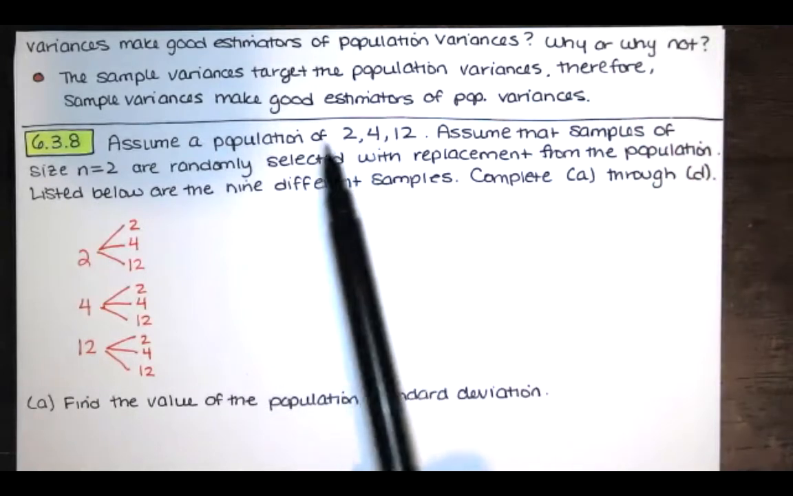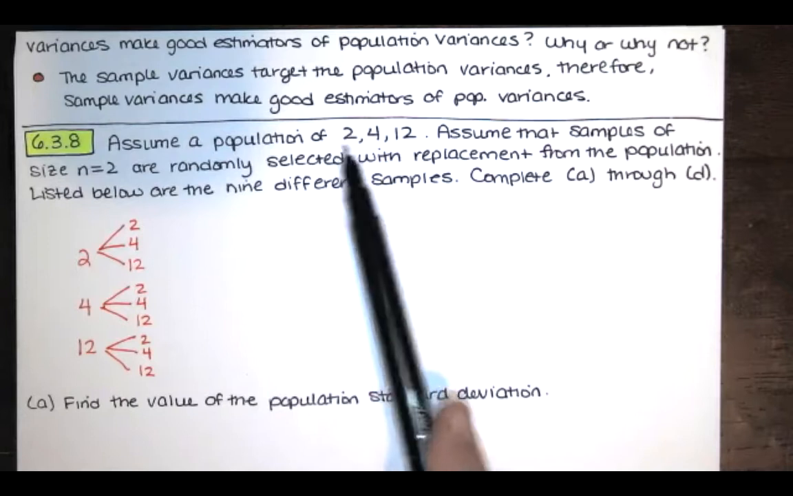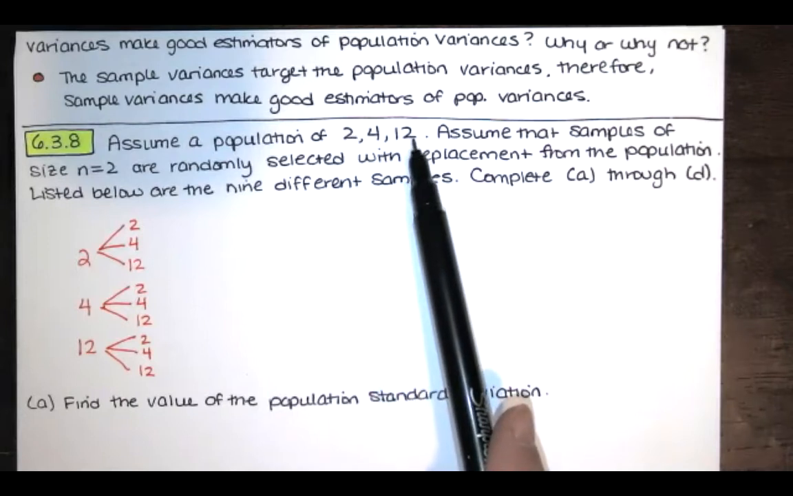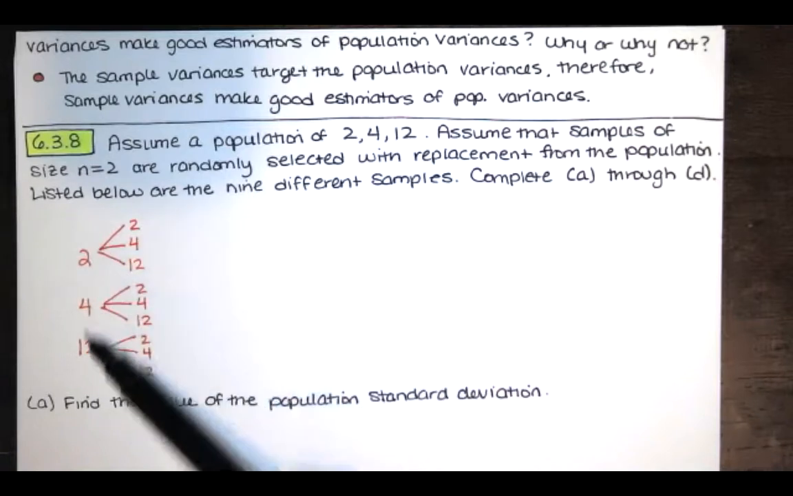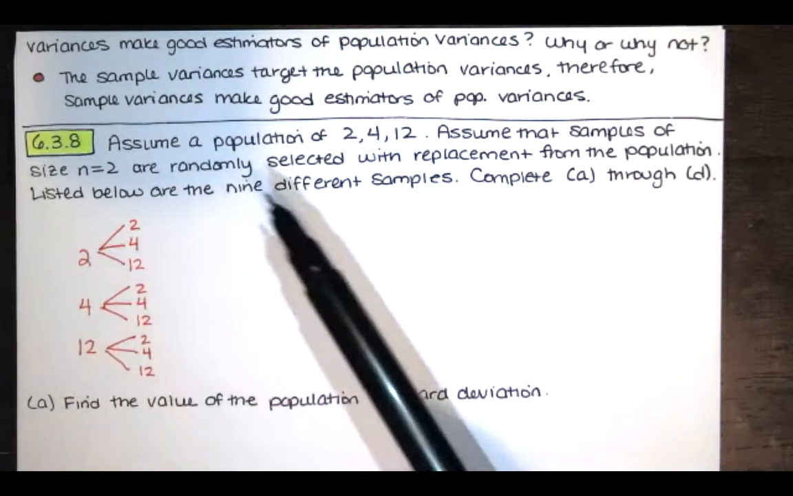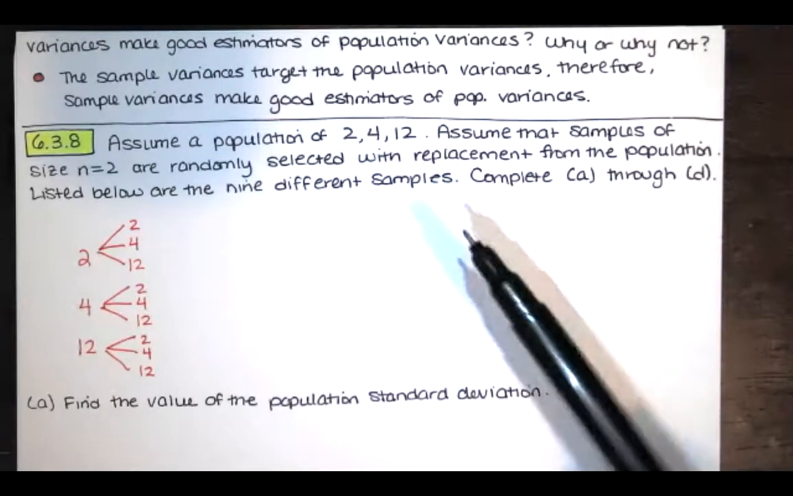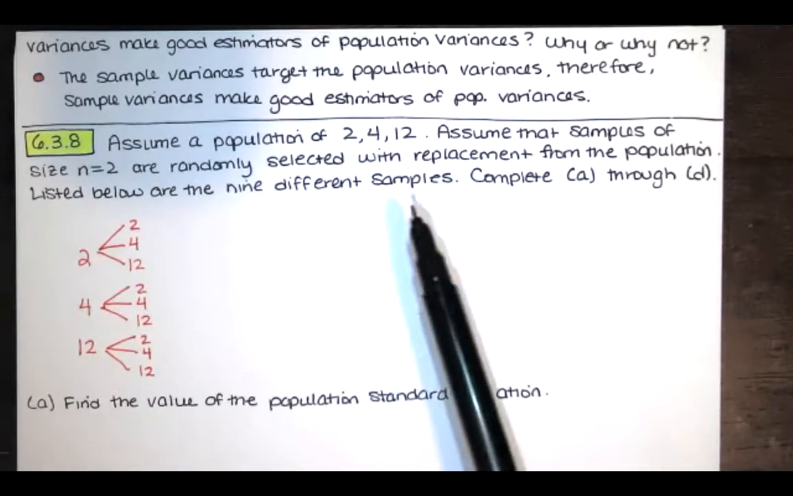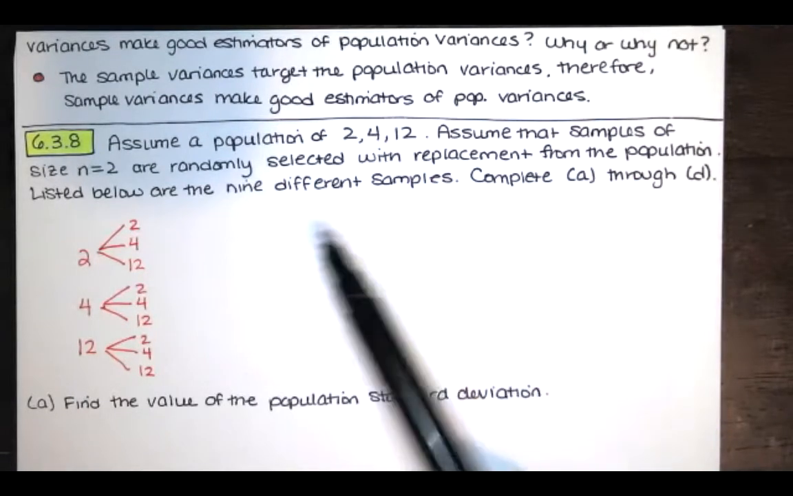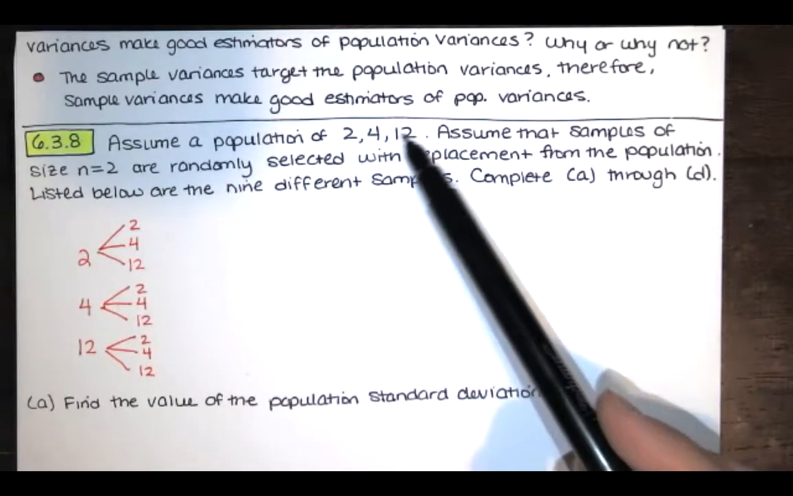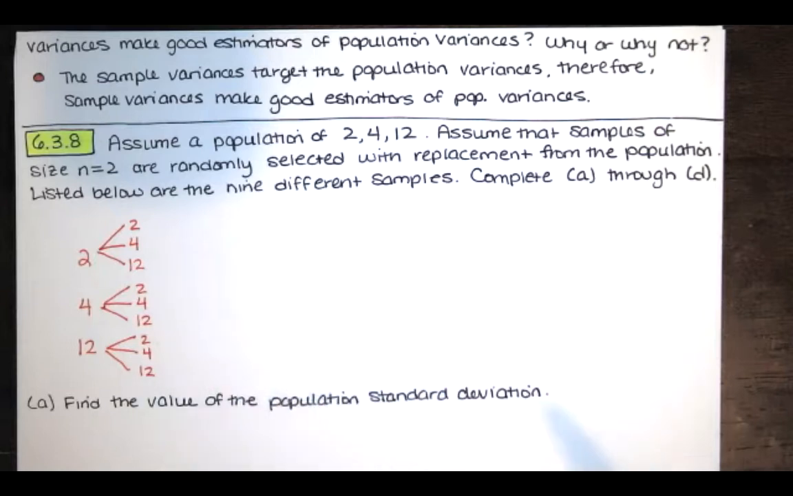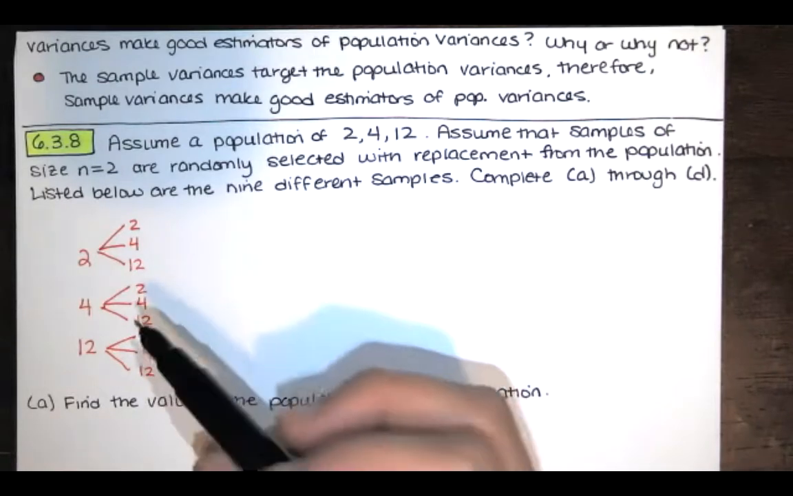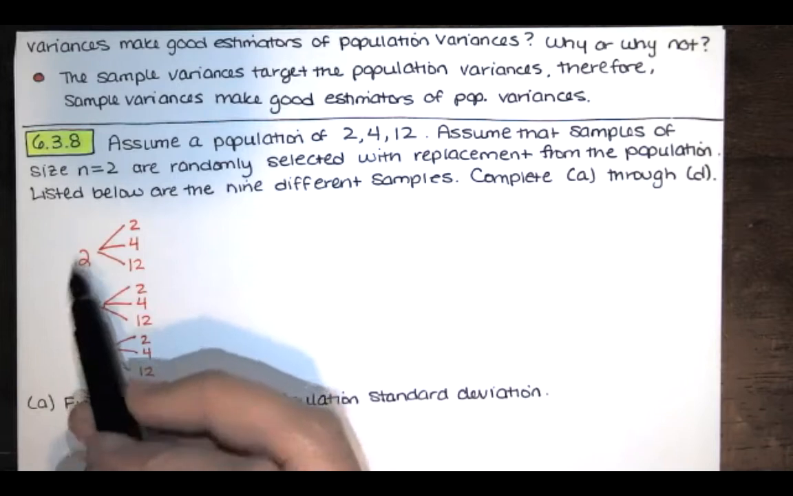So you've got 3 choices. You can either choose 2, 4, or 12 the first time. So that's our first choice. And then whatever you choose, you're going to put that back in because that's what it means to sample with replacement. And then you're going to choose again. So if you could choose 2, 4, or 12 the first time, and then the next time you can choose 2, 4, or 12 again, the different samples are found this way.